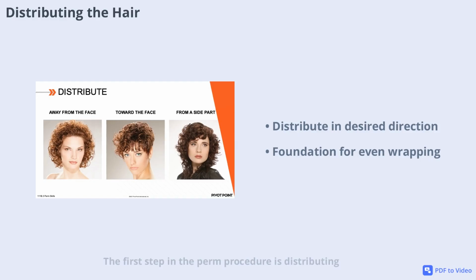The first step in the perm procedure is distributing the client's hair in the direction it will be worn. This could mean away from the face, toward the face, or from a side part. Proper distribution sets the foundation for even wrapping and a balanced final look.